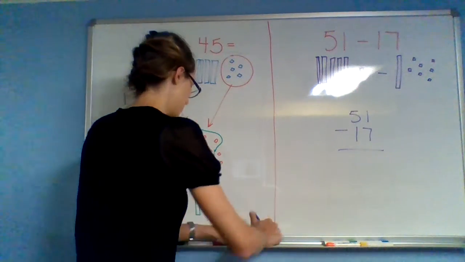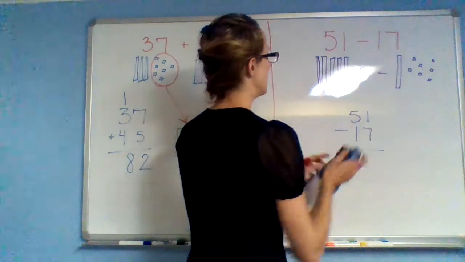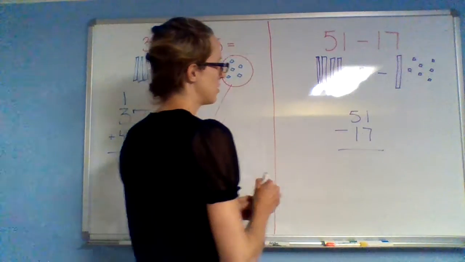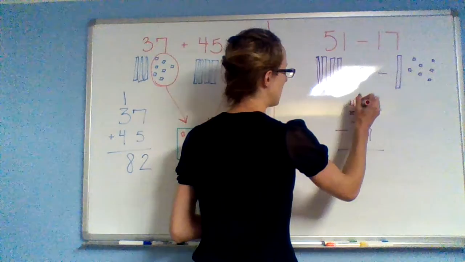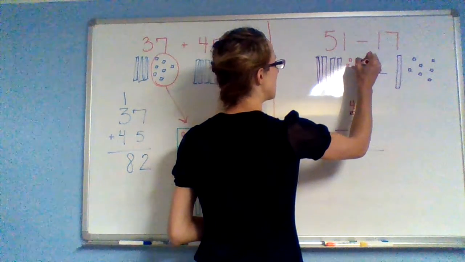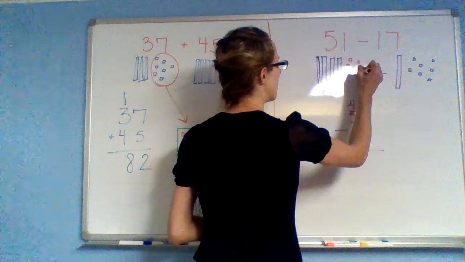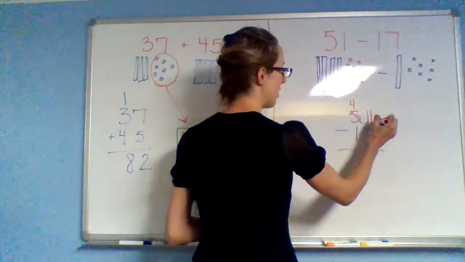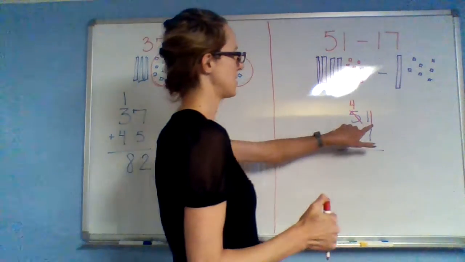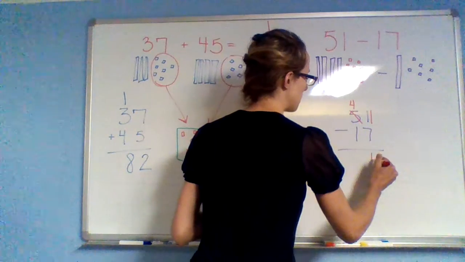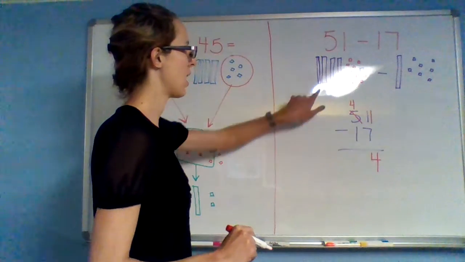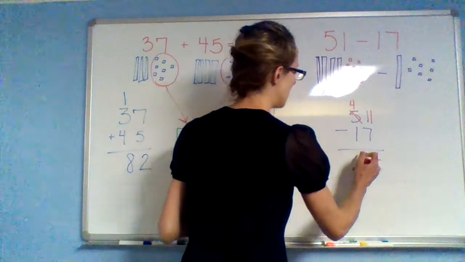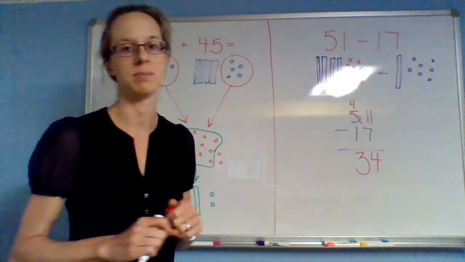So what I have to do is to take one of the sticks that are there, which means this becomes 40, and I break it into little cubes. Now I have 11 little cubes, and I need to take away 7, which leaves me with 4. I have 4 longs, 40, and I need to take away 1 long, 10, and that leaves me with 3.